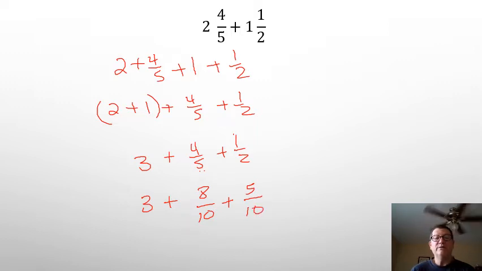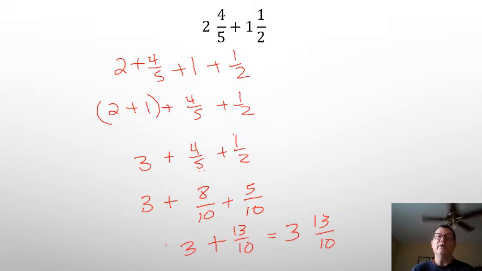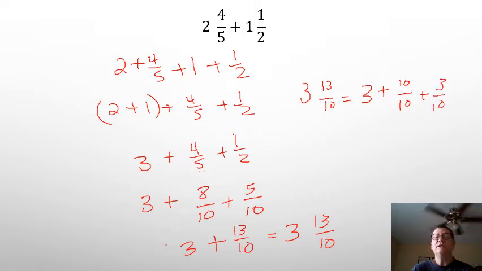So now we have an answer. When we add this together, we have 3 plus 8 plus 5, I'm sorry, it's going to be 13/10, which equals 3 13/10. Now, could I rewrite this? Because we know 3 13/10 is actually equal to 3 plus 10/10 plus 3/10. And we know 10/10 is equal to 1, so it's going to become 4 3/10.